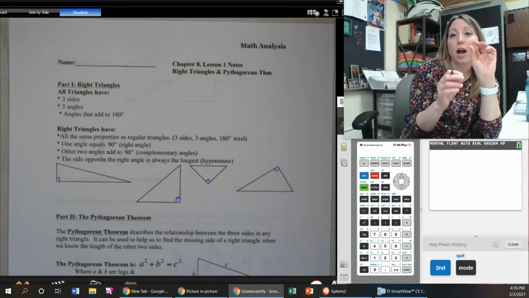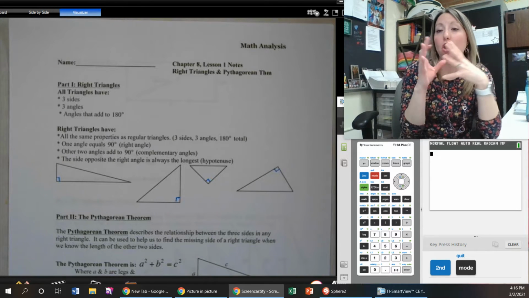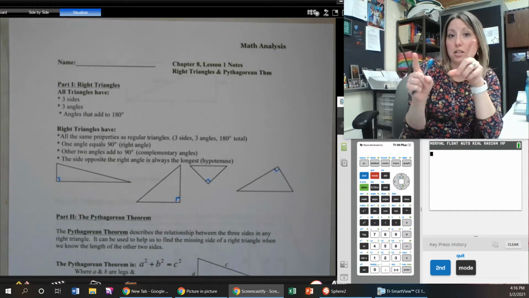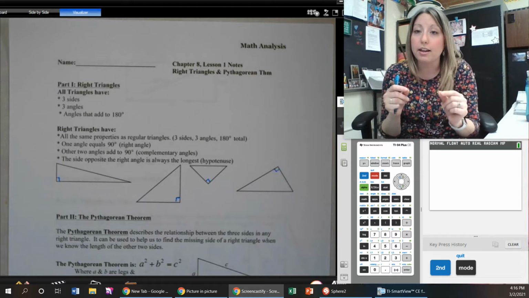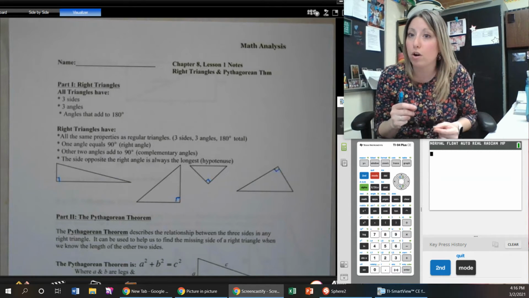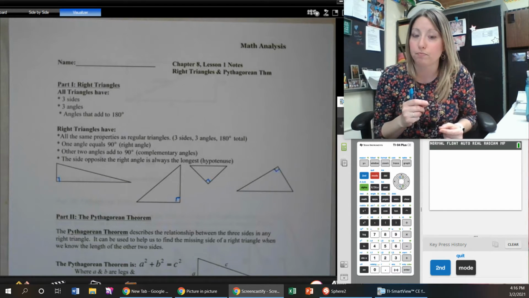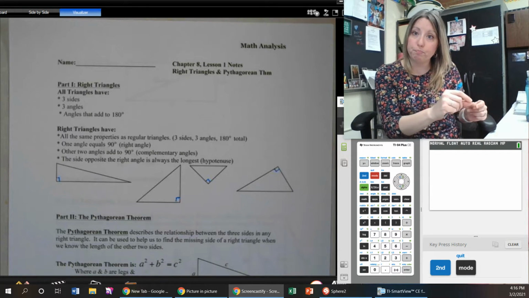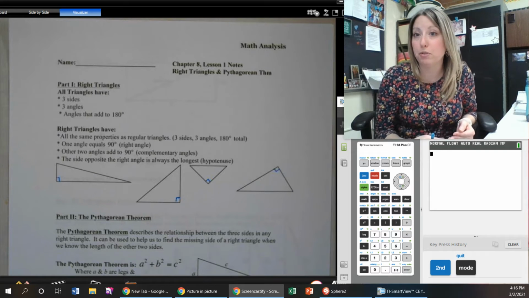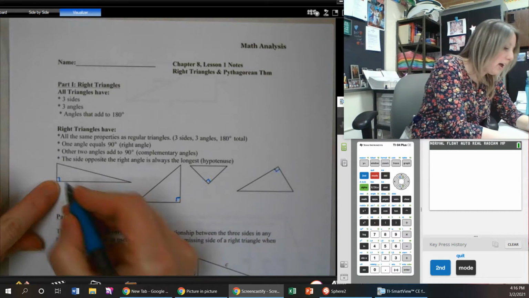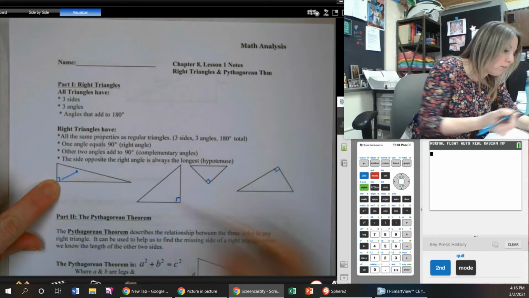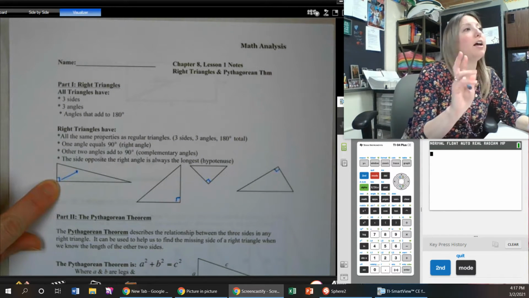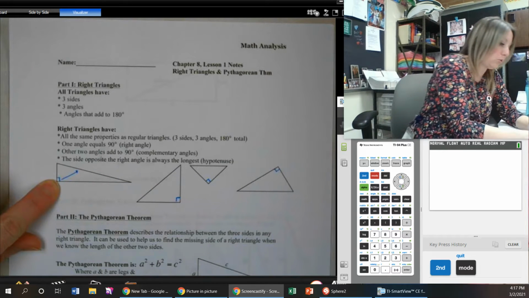Okay, so those complementary angles, the other 2 angles besides the 90-degree angle, those are going to be the angles that we look at and question when it comes to our trigonometry ratios. The one thing we always know, and this is getting ready to use the Pythagorean theorem, is that the side across from the right angle is the largest side in the triangle and is called the hypotenuse.